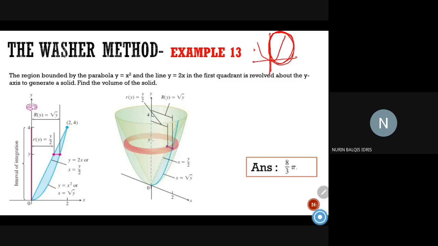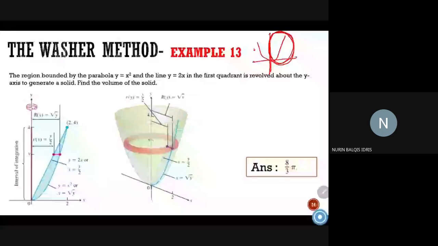Okay, tahu kan quadrant? Kita ada 4 quadrant. So this is first quadrant, second quadrant, third quadrant, fourth quadrant. Okay, and the line y equals to 2x is revolved about the y-axis to generate a solid. Dia solid tapi solid yang berlubang. Jangan fikir solid tu tak ada lubang lah sekarang. Soalan ni dia cakap solid. Find the volume of the solid. Okay, or in other word maksudnya washer lah ni sebenarnya.